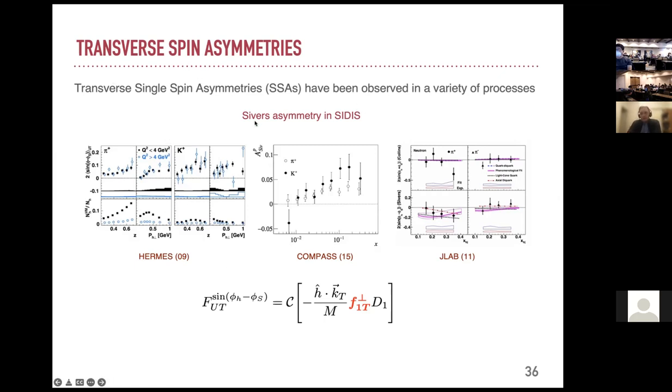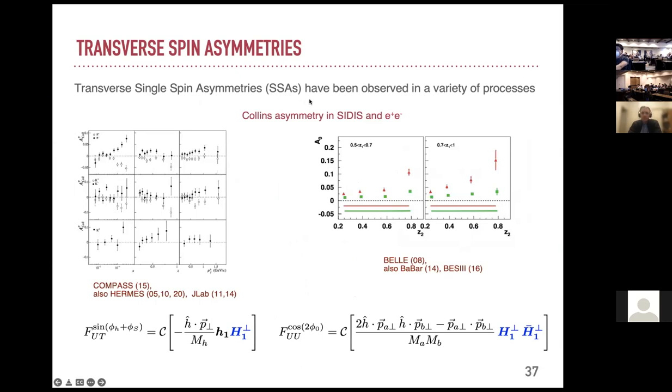Experimental results you have seen already in the last couple of days. For Sivers asymmetries in SIDIS, there are results from HERMES and from COMPASS and Jefferson Lab for different targets, for deuterium and proton targets, for different species of hadrons produced: pi plus, pi minus, K plus, K minus. So they are all related to this convolution here. That's the convolution I introduced before, the shorthand for this convolution. That's the weight function W, and that's the Sivers function sitting there. It's D1, the unpolarized fragmentation function.